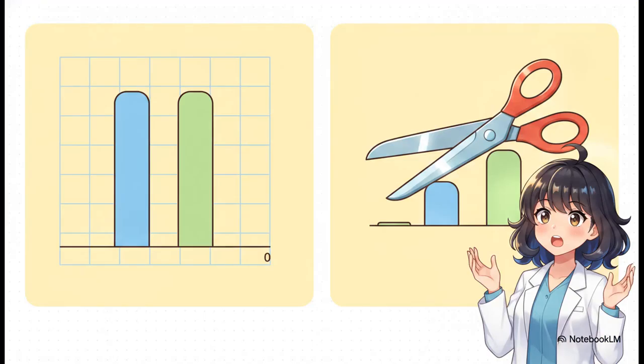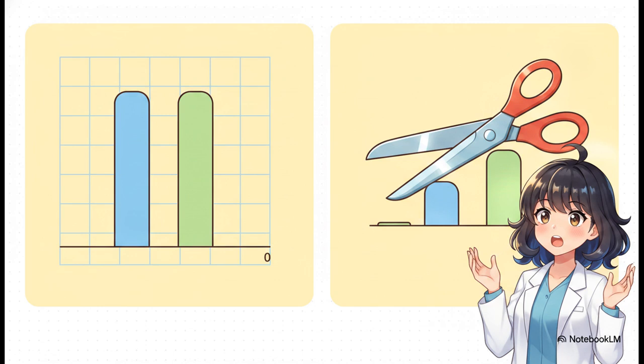Now, visual manipulation usually starts with the frame itself, specifically the truncated y-axis. It's a classic trick. Imagine two medical treatments, and there's just a tiny 4-point difference in their outcomes. If you start your y-axis at 0, like you see on the left, that gap looks exactly like what it is. Tiny, maybe even insignificant. But look at the right side. If you take some metaphorical scissors and just snip the y-axis to start right below the lowest value, suddenly that exact same 4-point difference looks like a landslide.